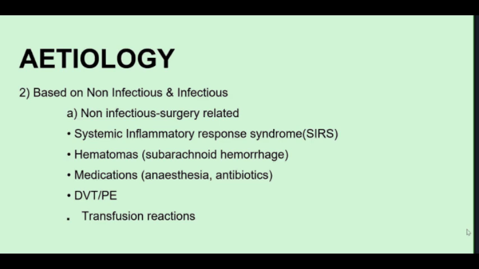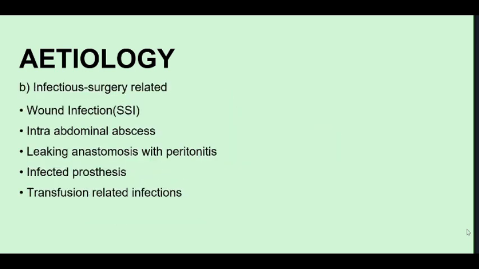This actually can happen in response to trauma, hematomas, especially subarachnoid hemorrhage, medications too, like anesthetic medications or some antibiotics, deep vein thrombosis, transfusion reactions. These are non-infectious causes. Now, infectious causes, surgery related. We're looking at wound infections, intra-abdominal abscesses, leaking anastomosis with peritonitis, infected prostheses, transfusion-related reactions.